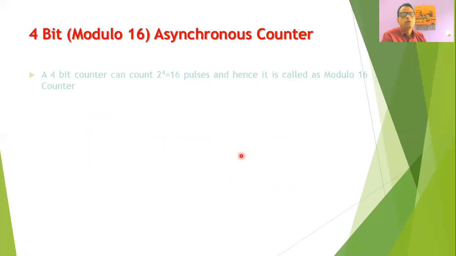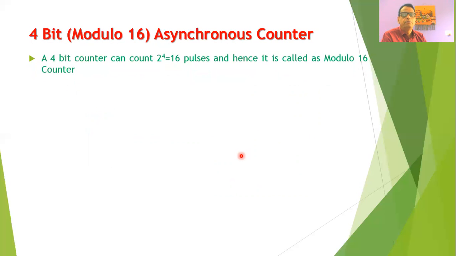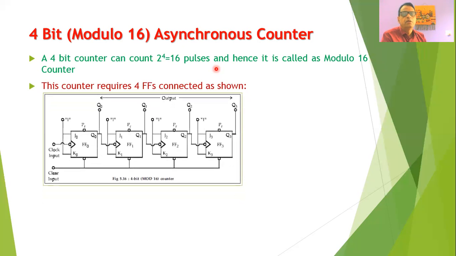Similarly, we can go for the construction of the 4-bit counter. As its name indicates, this is a 4-bit counter, and therefore it will require 4 flip-flops, and this counter can count 16 pulses, and therefore it is called a modulo 16 counter. The only change that we will make in the earlier circuit is that we will add one more flip-flop, FF3, and we will connect the clock input of FF3 to the Q2 output of the previous flip-flop.